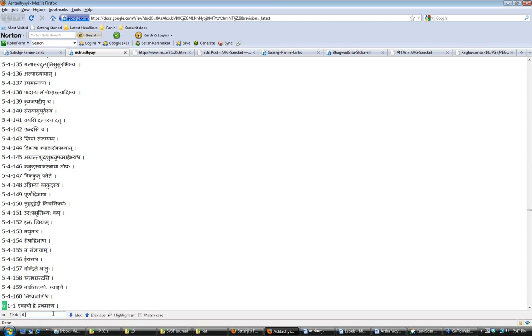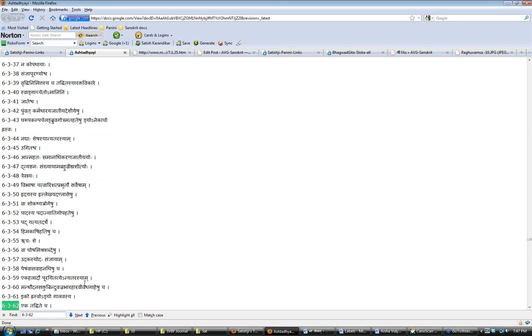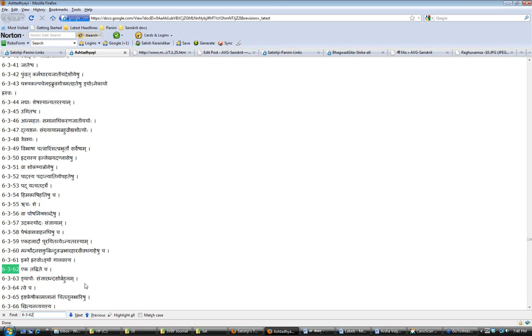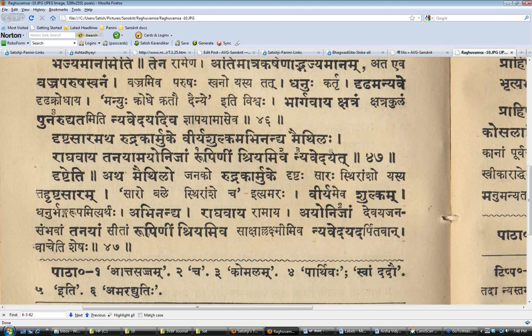6.3.73, na lopo nanyaha. I think it's right below here. Okay, so that will get us to the final form. So we got ayonijam. Finally, he gives devajana sambhavam tanayam sitam.